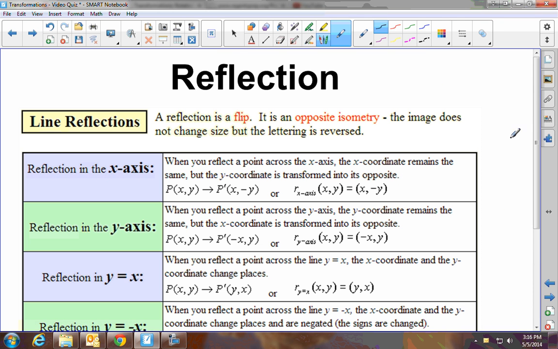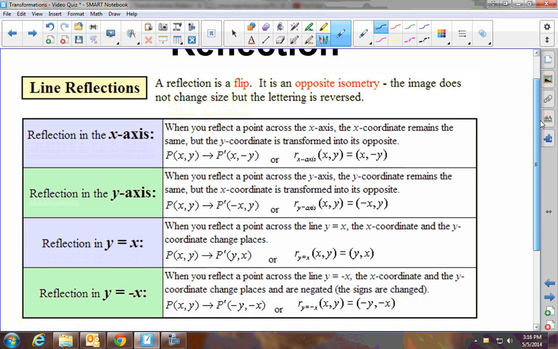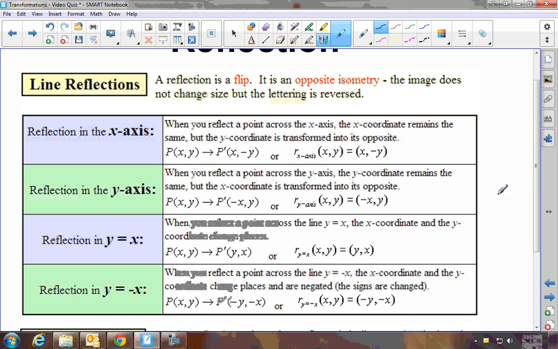First up are reflections, and you've got several notes to take here. I'm going to scroll down so you can copy these. Pause right now, and you need to copy all of this. Yes, I realize it's a lot, but there is a lot to this benchmark. So copy down this table.